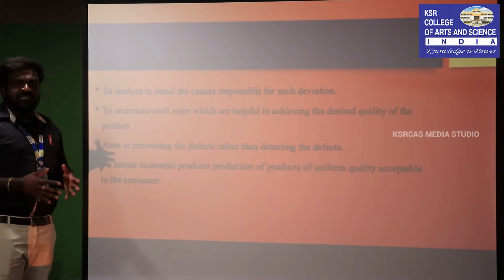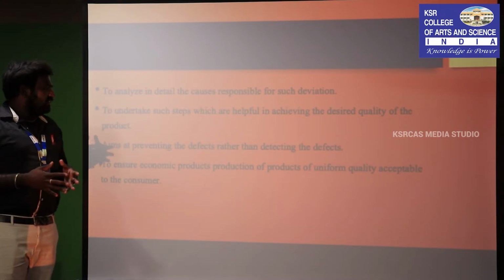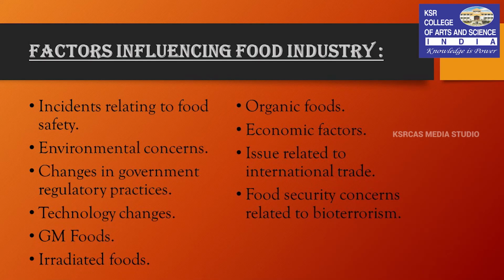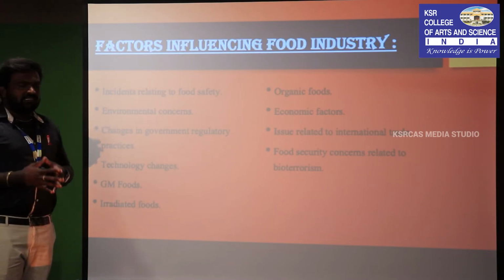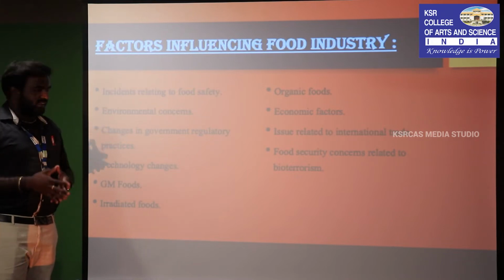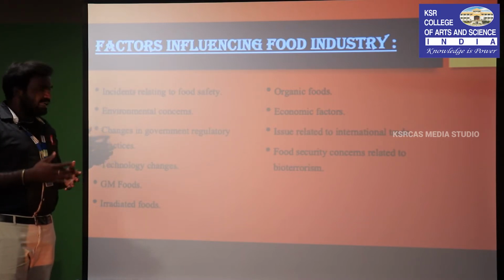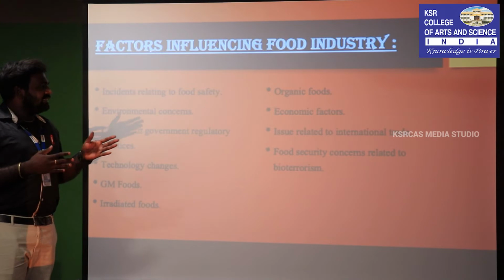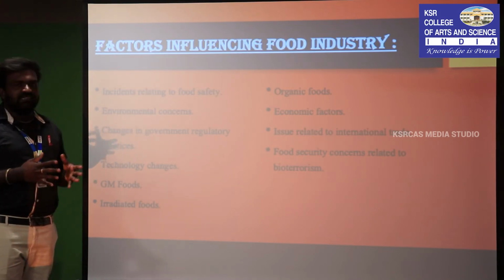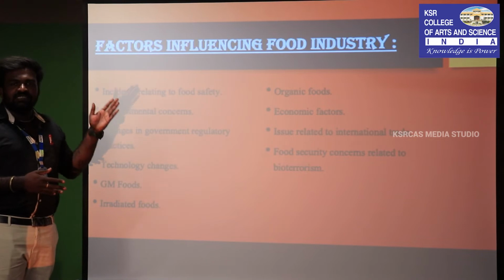Next, preventing the defects rather than detecting the defects. And then to ensure the economic production of products uniformly acceptable to the customers. Next, factors influencing the food industry. The first one is incidents relating to food safety, then environmental concerns, and third, changes in government regulatory, and fourth, technological changes, and fifth GM foods, sixth irradiated foods, seventh organic foods, and eighth economic factors, ninth issues related to international trade, and the tenth is food security concern related to bioterrorism. So, these are the 10 factors influencing the food industry.